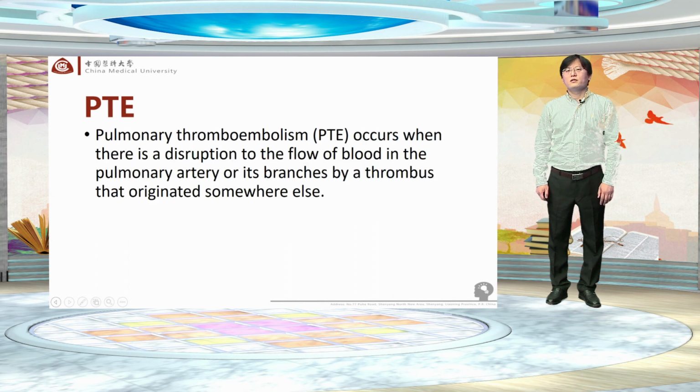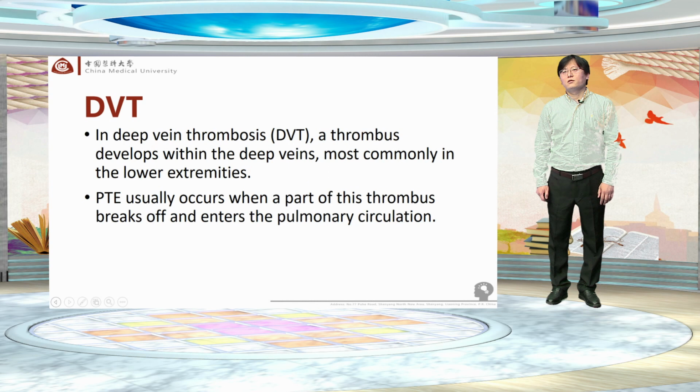So what is PTE? PTE is pulmonary thromboembolism, which occurs when there is a disruption of the flow of blood in the pulmonary artery or its branches by a thrombus that originated somewhere else. What is DVT? In deep vein thrombosis, a thrombus can develop within the deep veins, most commonly in the lower extremities. If part of this thrombus breaks off and enters the pulmonary circulation, it can cause pulmonary thromboembolism.